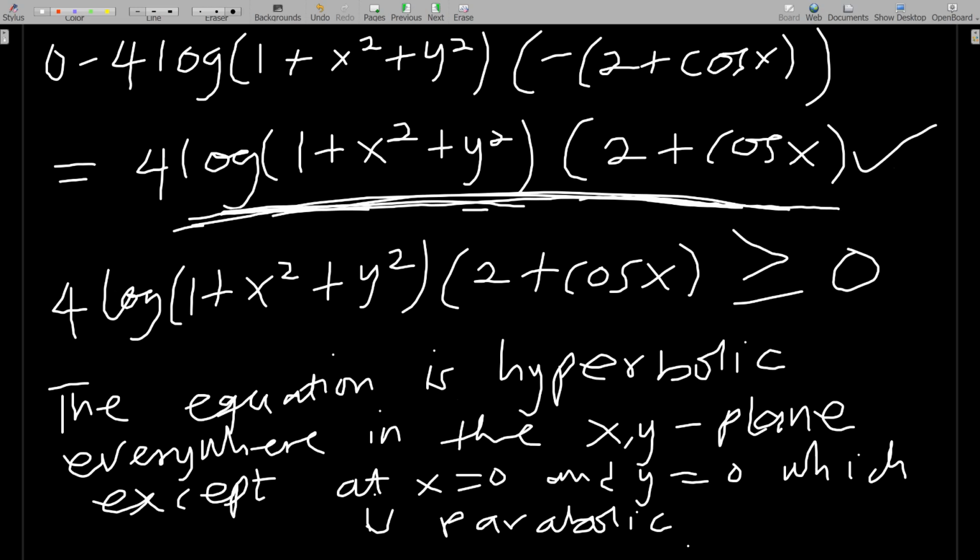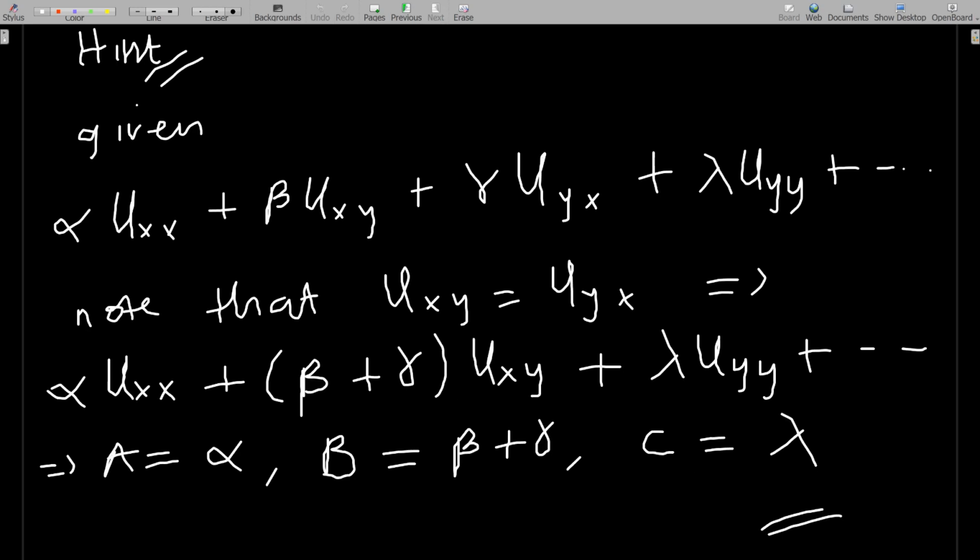And if you are lucky that it also doesn't produce the positive output, then it means the hyperbolic output is out. But here our equation gave us a hyperbolic output that is always giving us an output greater than or equal to 0, and it's only equal to 0 when you have x and y being equal to 0. So the equation is hyperbolic everywhere in the xy plane except at x equals 0 and y equals 0, which is parabolic. Okay, so let me give you some hints here.